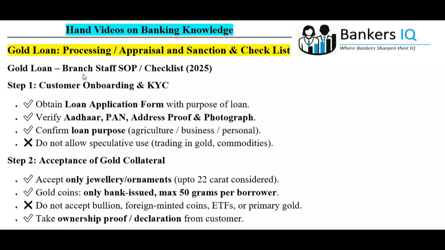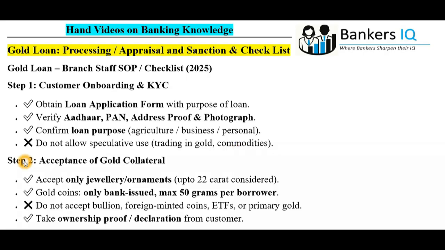Gold loan branch staff SOP checklist as per 2025 RBI norms. Step 1, customer onboarding and KYC. Obtain the loan application form with the purpose of the loan. Verify Aadhaar, PAN, address proof and photograph. Confirm the loan purpose, whether it is for agriculture, business or personal. And do not allow speculative use, such as trading in gold, commodities and so on.